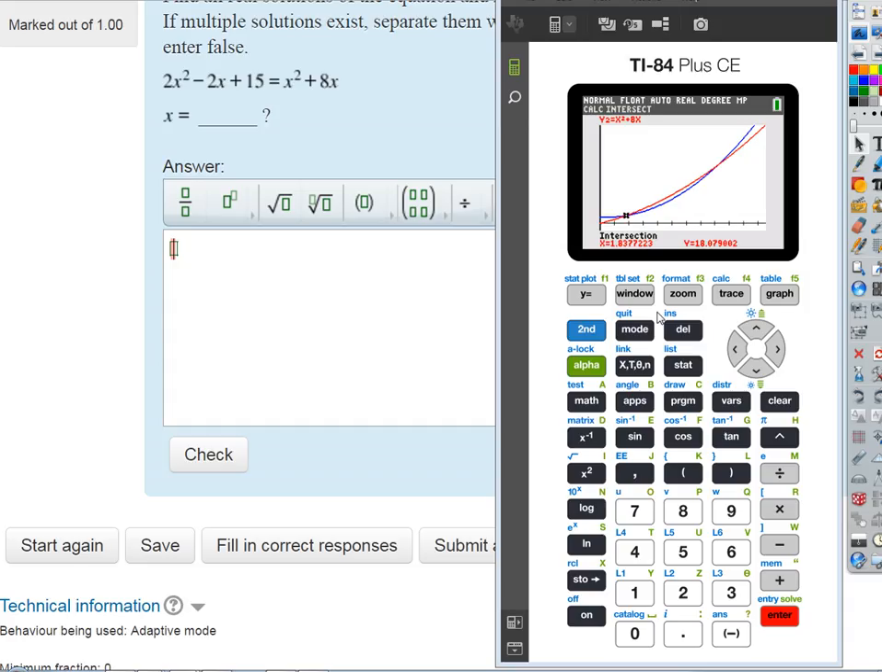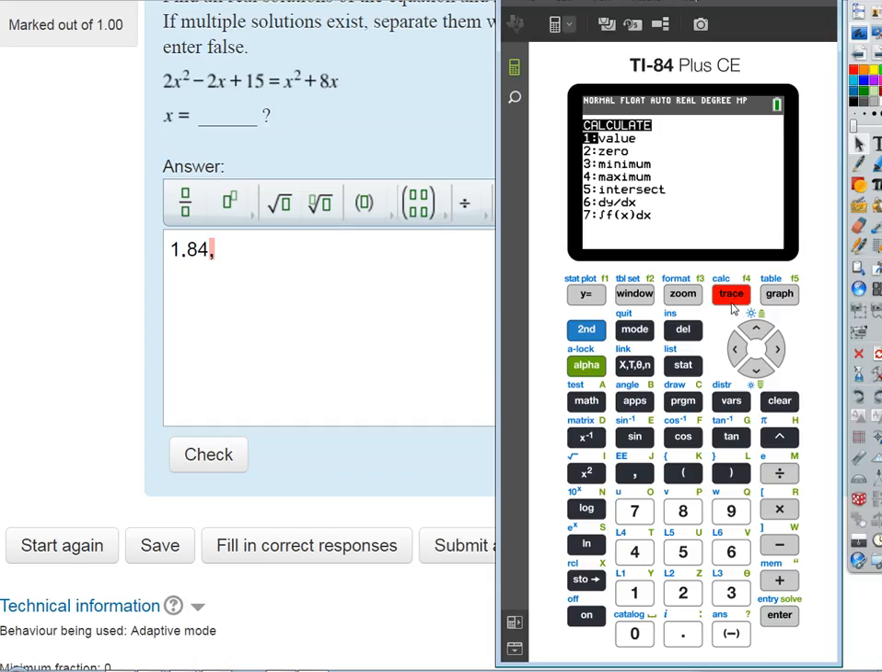84, right? Because it's 1.83, and then the next digit is a 7, which pushes the 3 up to a 4, right? So 1.84, put a comma. Now we'll go find the other one, so I just go second, calc, intersect, right? Enter, enter to confirm the 2 curves, and now I just have to move the cursor up here.